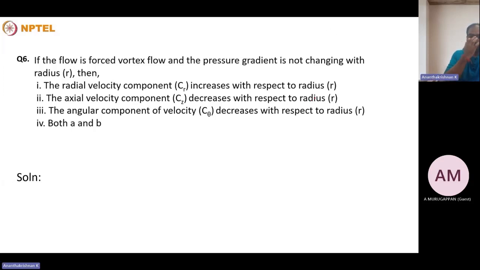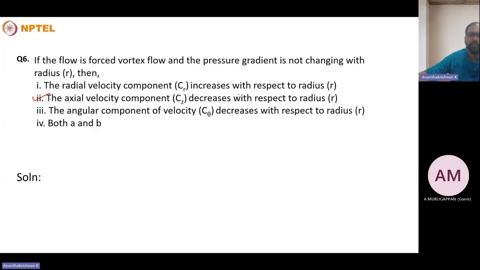So if the flow is forced vortex flow and the pressure gradient is not changing with respect to radius, then the axial velocity component Cz decreases with respect to radius. The radial velocity component increases with respect to radius. The angular component of velocity decreases with respect to radius, both A and B. So the option is option 2. The axial velocity component Cz decreases with respect to radius.